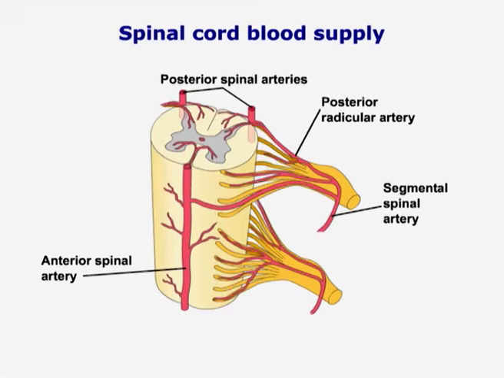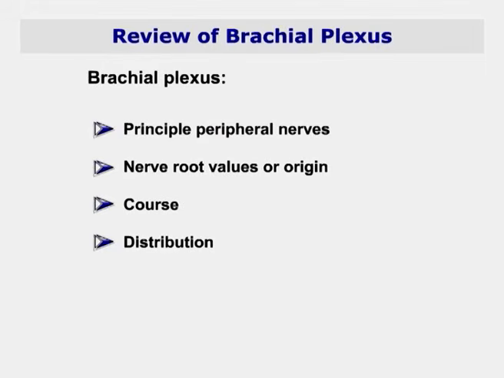The anterior spinal artery supplies the anterior 2/3 of the spinal cord. The 2 posterior spinal arteries supply the posterior 1/3 of the spinal cord. There is additional blood supply from each segment by the radicular or nerve root arteries, which form anastomosis with the spinal arteries.